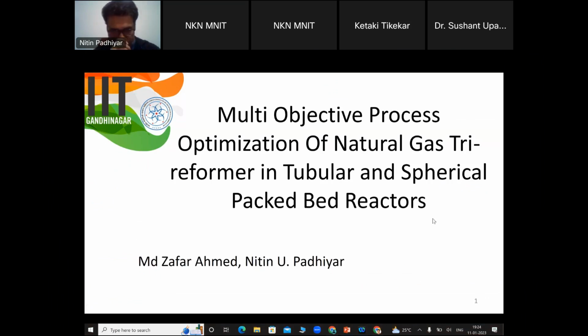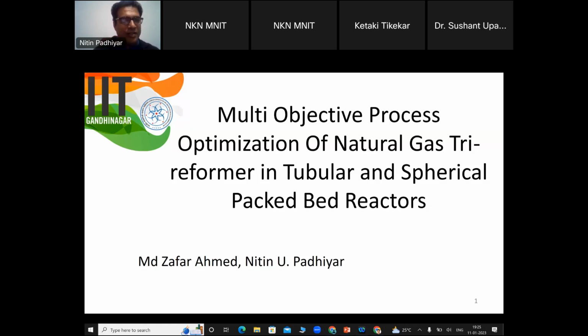Okay. So a couple of years back, one of my MTech students had done this work on multi-objective process optimization of a reactor which produces hydrogen from natural gas. Now you must be aware that hydrogen is one of the important energy sources, and now the buzz is that cars or vehicles will soon run on hydrogen fuel, because of many interesting reasons. So basically, hydrogen is in demand.